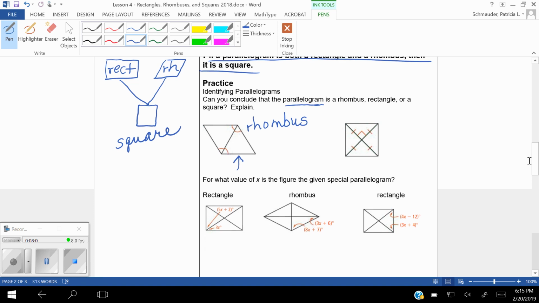Okay, let's see what we have here. I know the diagonals are congruent, so I know it's a rectangle, right? That tells me it's a rectangle. I know the diagonals are perpendicular. That tells me it's a rhombus. So remember, if it's a rhombus and a rectangle, it's got to be a square. So just looking at that picture, I also know that all these sides are congruent too, right? Because I know it's a rhombus and I know it's a square.